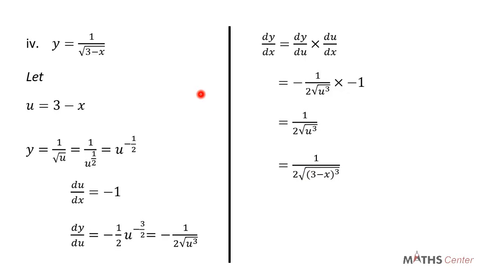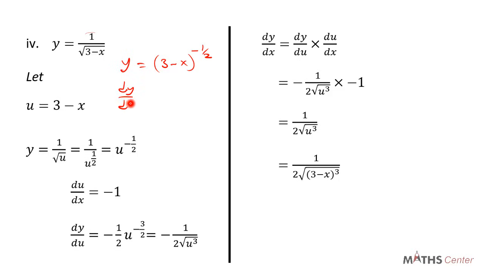Once again, as I said, the chain rule is always differentiate what is in a bracket times differentiate the entire bracket as a whole. So let's apply that here and see. This can be written as y is equal to 3 minus x exponent negative half. Okay. Now we will differentiate what is in the bracket.